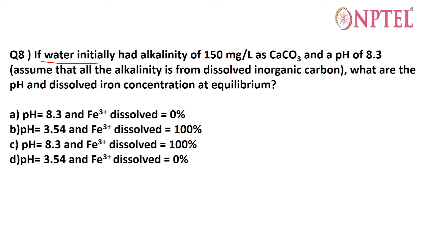So the next question is a connected question. Water initially had an alkalinity of 150 mg per liter as CaCO3 and a pH of 8.3, right? Assume that all the alkalinity is in the form of dissolved inorganic carbon, and you have to find out what the pH and dissolved iron concentration are at equilibrium. These are the options.